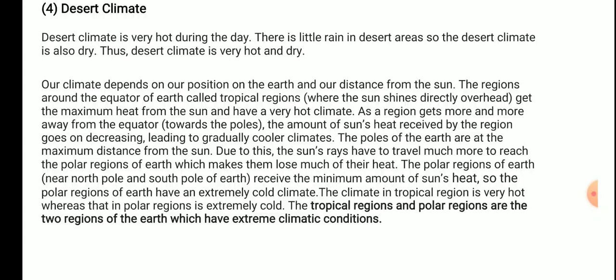Okay, so these two regions, tropical regions and the polar regions, are the two regions of the earth which have extreme climatic conditions. Okay, so students, this is a very important part. It is asked many a times what are the factors, or how does the climate change, or why there is such change in climate that tropics are very hot and humid, whereas poles, the polar region, is extremely cold and dry. Okay, two extreme conditions you can see, extremely hot and humid, and the poles are extremely cold and dry also. So just opposite of each other, so we can say that extreme climatic conditions. Okay students, clear?